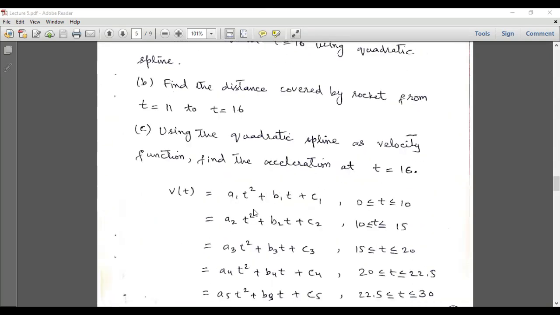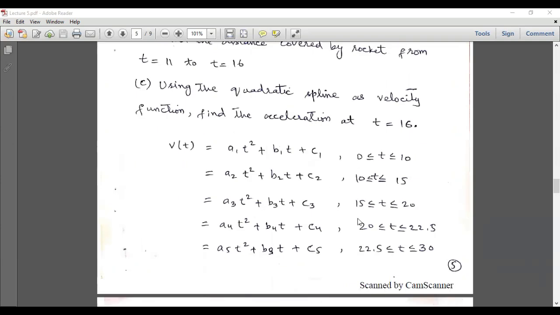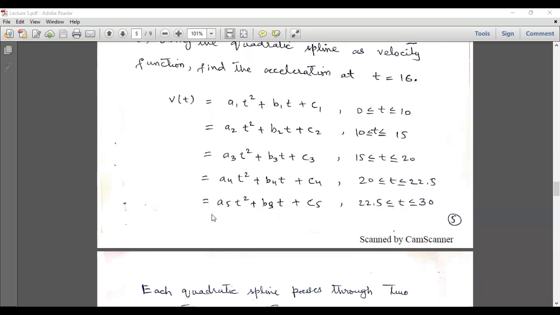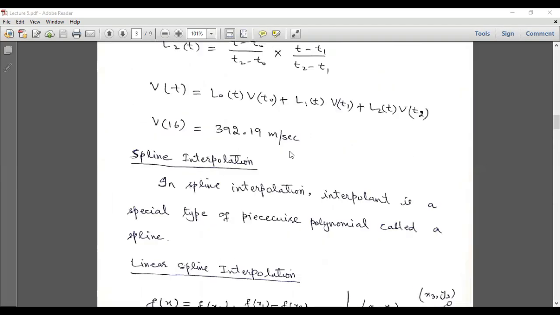So you can see that we have 5 splines over here, and one spline contains 3 unknowns. So there will be in total 15 unknowns. So somehow we have to build up 15 equations in order to find out the values of these 15 unknown coefficients. Otherwise, we won't be able to evaluate the values of all these coefficients, and we cannot solve this problem in that case. So first, we will assume that one spline passes through 2 successive data points.